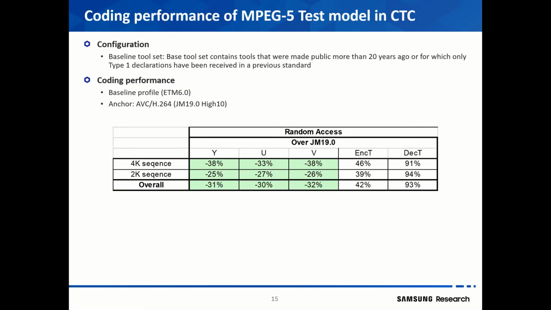Firstly, this table shows the objective coding performance of EVC baseline profile compared to AVC slash H.264. This testing condition is using CTC, which is defined by the MPEG EVC group. The result shows 38% coding gain in 4K and 25% coding gain in 2K compared to AVC, respectively. Encoding time of EVC baseline profile shows about half of AVC, and decoding time of EVC baseline profile shows similar to that of AVC.